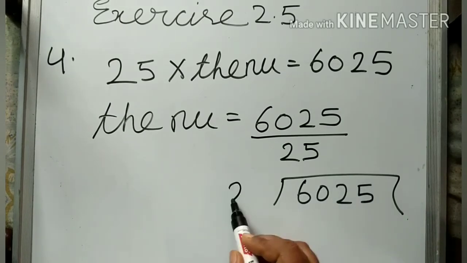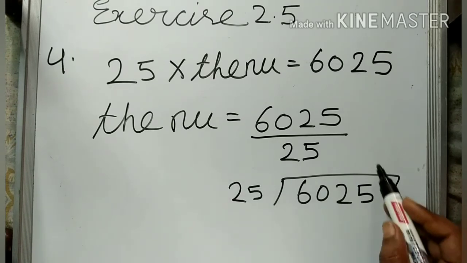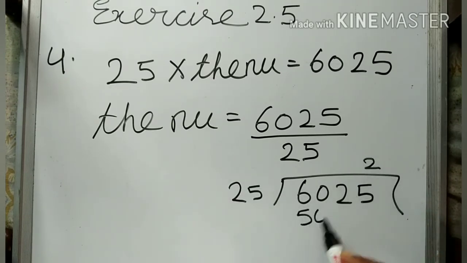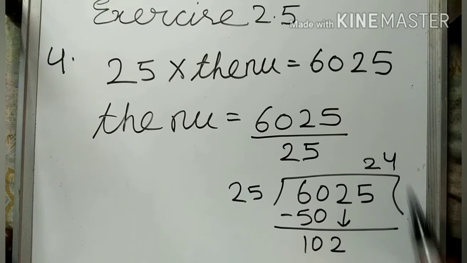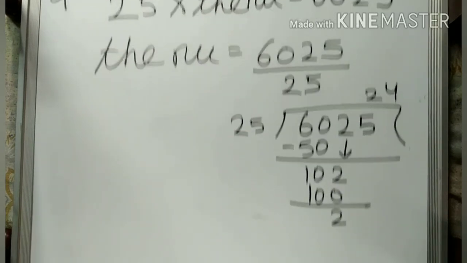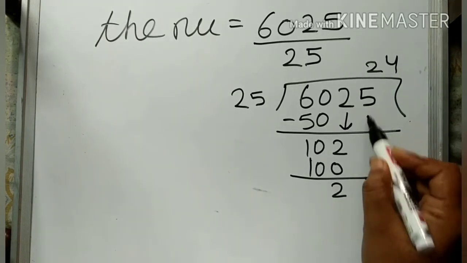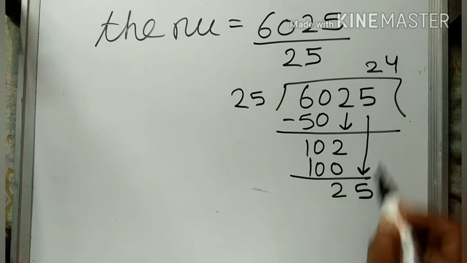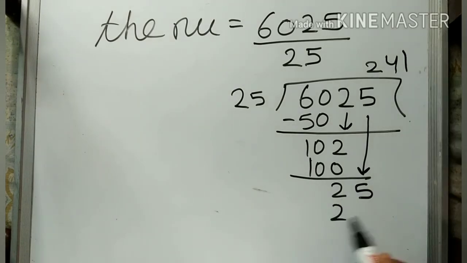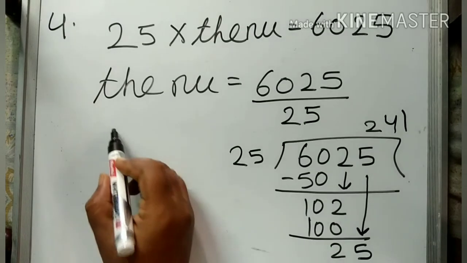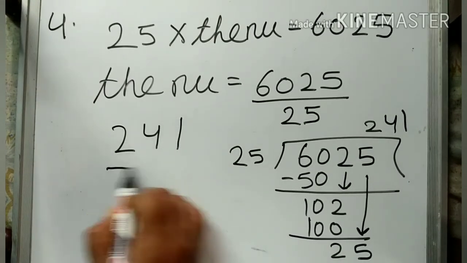6025 by 25. 25 twos are 50, 10, then we write this 2, 25 fours are 100. Now remainder is 2, then we write this 5, 25 ones are 25, remainder is 0. It means the number is 241.